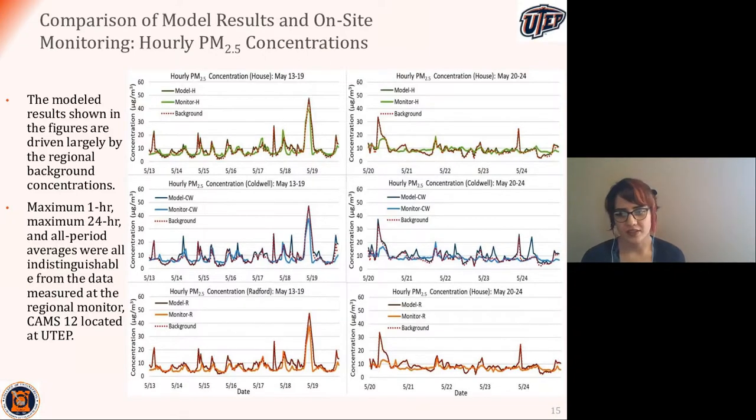So that is to say that the modeled results shown in the figures are driven largely by the regional background concentrations that we chose to use or that we had available to us based on our background monitors available in the area.